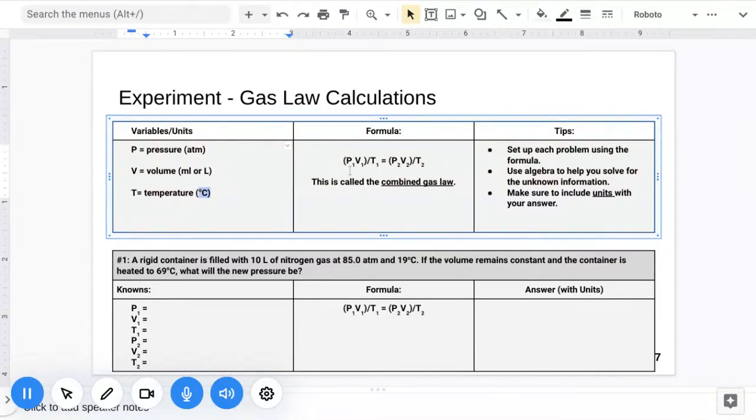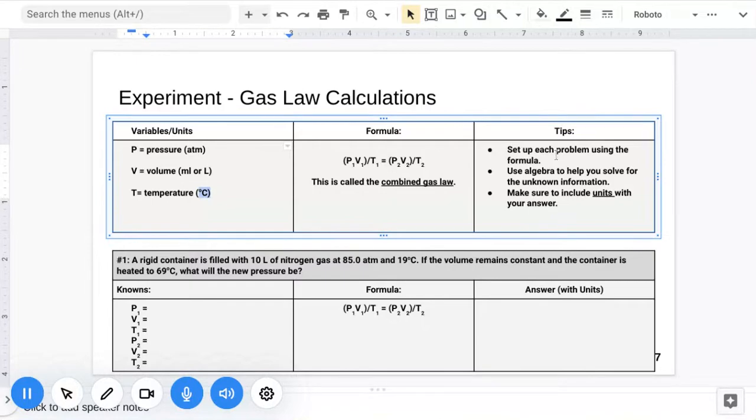If we were going to read the formula out loud, I would say P1 V1 over T1 equals P2 V2 over T2. And what that means is we're going to have a pressure, a volume, and a temperature of a gas before and after. So the numbers on the left represent the initial pressure, volume, and temperature, and the numbers on the right represent the final pressure, volume, and temperature. Some of them will change, some of them may stay the same. But this equation is going to make sure that they change in the right relationship or direction.